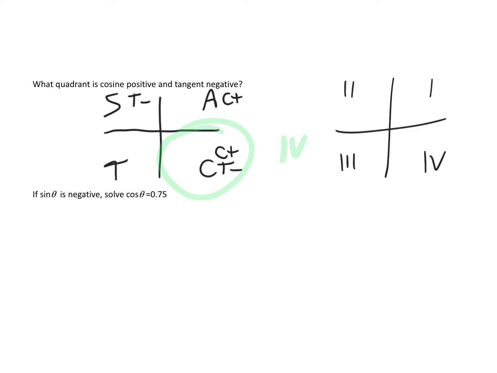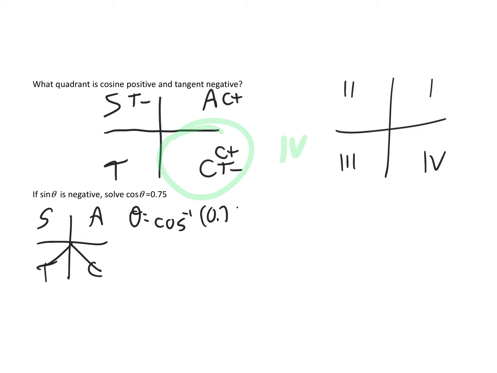Now, the next one, we want sine theta negative and cos theta equals 0.75. So, if we write out CAST again, sine is positive in A and S, so negative means we're either here or here. Now, for cos theta equals 0.75, we can find theta by doing cos inverse of 0.75, which gives us a theta of 41.4 degrees.